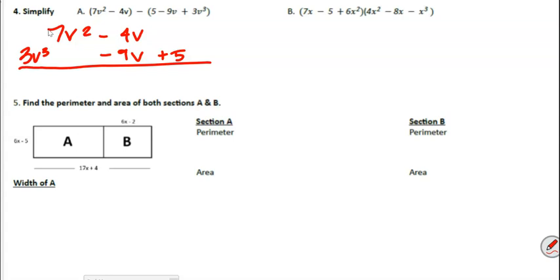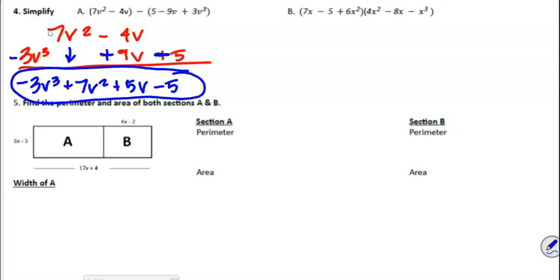So remember, we're subtracting all this. So we're going to change that sign, we're going to change that sign, we're going to change that sign, okay? So I'm going to bring down my minus 3v cubed, bring this down, plus 7v squared. Now we're going to actually compute this, right? 9v minus 4v is going to be 5v, and then we're going to bring down our negative 5. So that's the answer right there, okay?